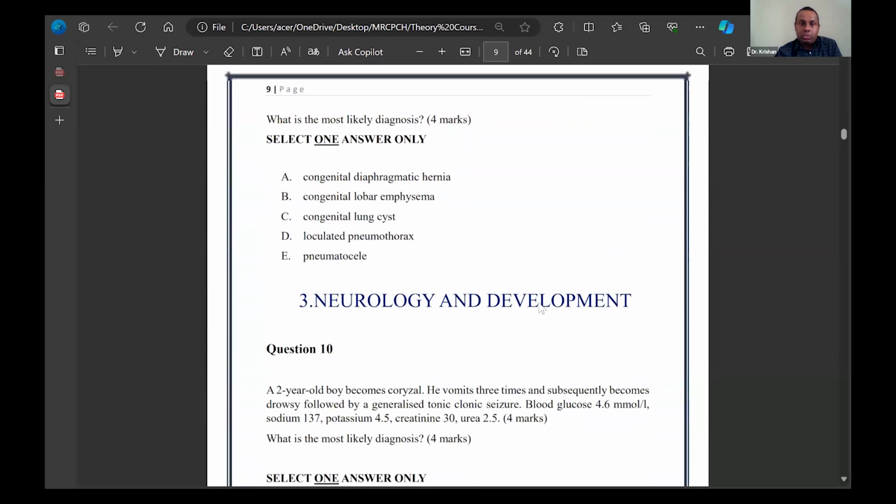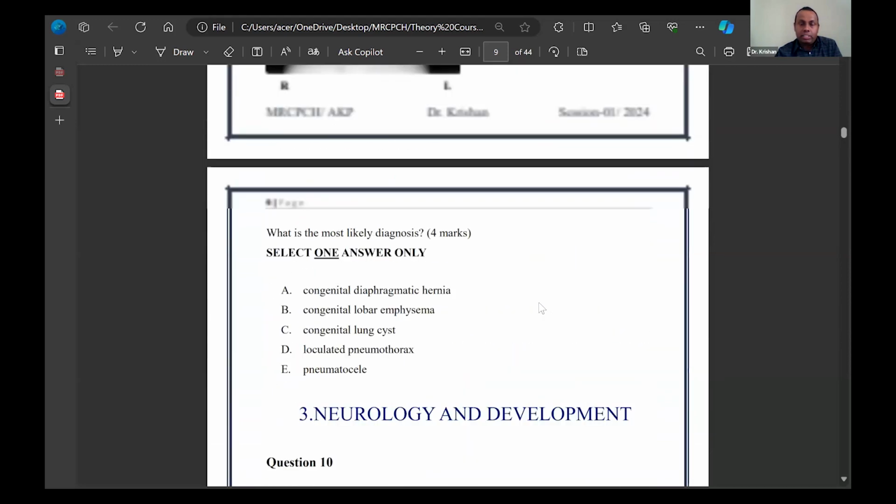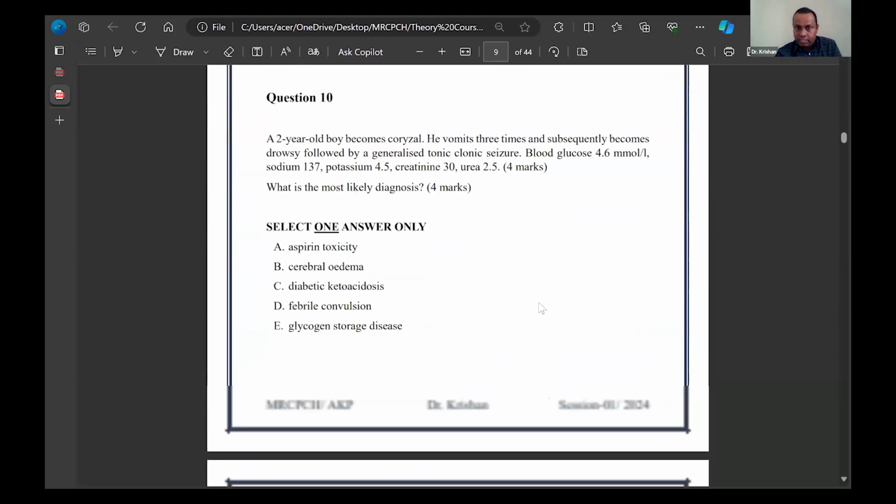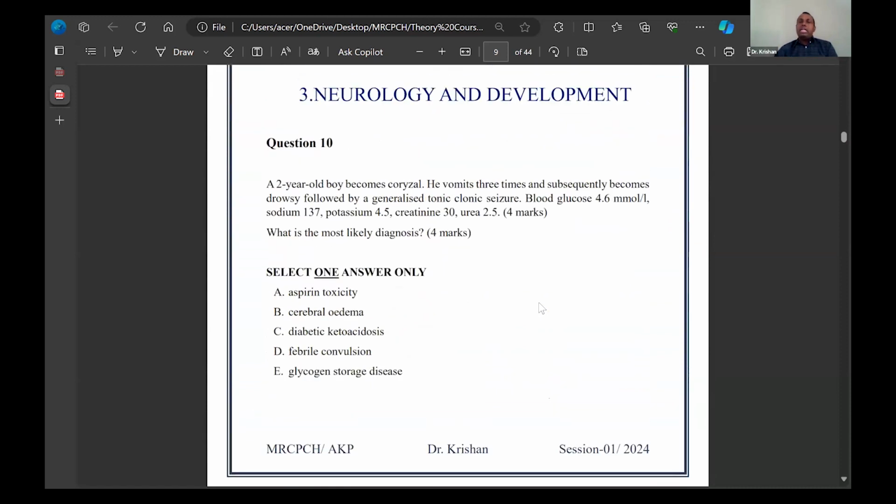I'm going to skip these 2-3 questions because they all have X-rays. Right? Neurology and development. Right. So we have discussed a few questions related to respiratory, a few questions related to CVS. Now we are moving down to neurology. Right. Neurology. Okay.